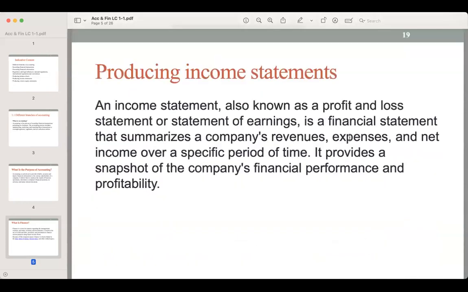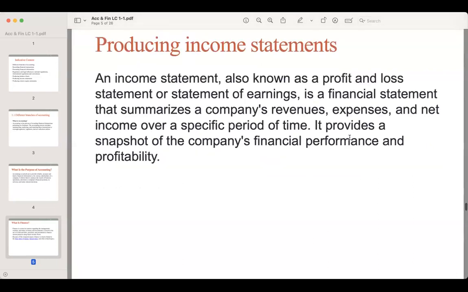Producing an income statement. An income statement, also known as a profit and loss statement or statement of earnings, is a financial statement that summarizes a company's revenue, expenses, and net income over a specific period of time. It provides a snapshot of the company's financial performance and profitability. It helps us understand how well the company is doing in terms of generating revenue and managing its expenses. By looking at the income statement, we can see if the company is making more money than it is spending, which is a good sign.